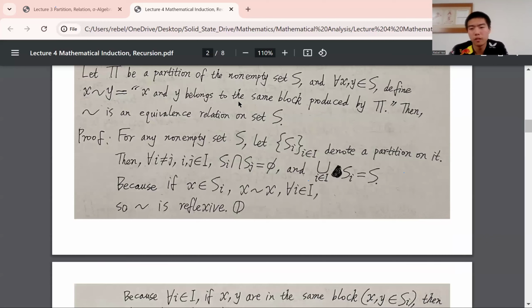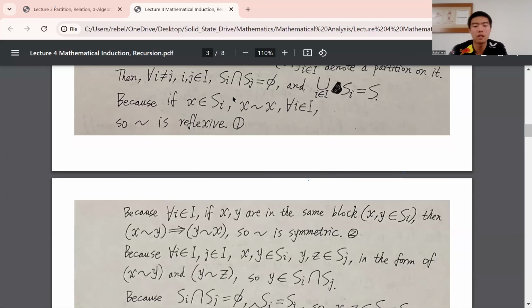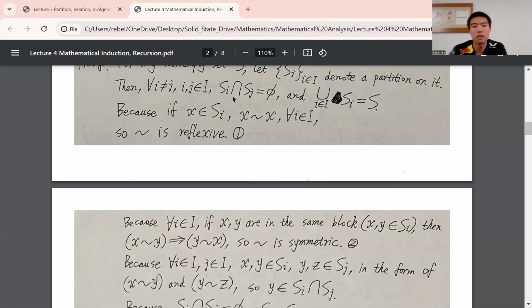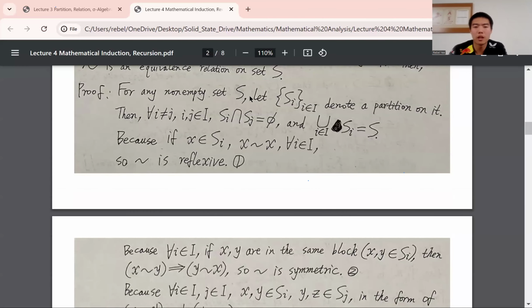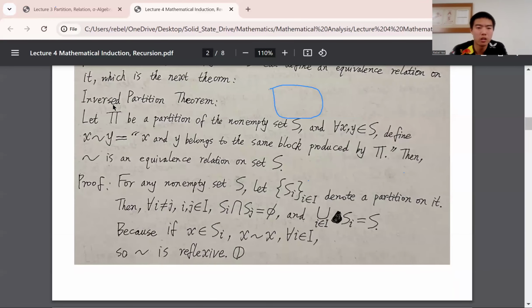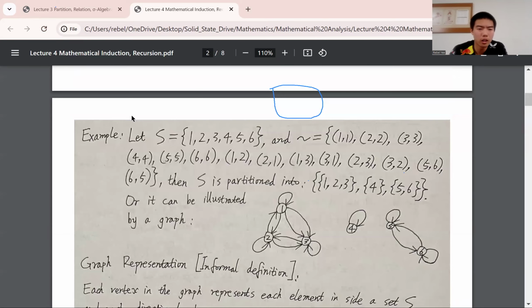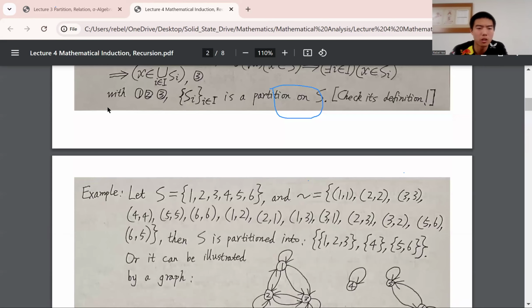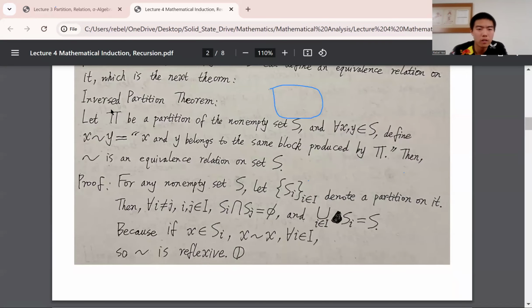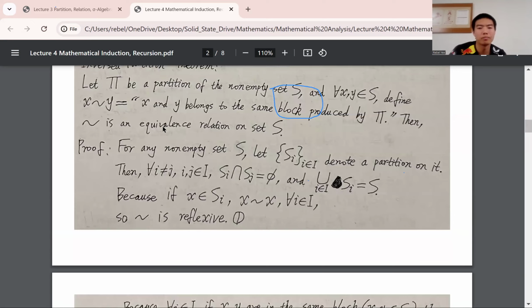So when we are going to prove something is an equivalence relation, we'll prove it one by one by their properties: reflexive, symmetric, and transitive. So for all of the non-empty set S, let's use this to denote a partition. We are going to prove this in the theorem called the inverse partition theorem. The previous theorem is called the induced partition theorem, and this one is called the inverse partition theorem. So now we are going to prove the inverse partition theorem.